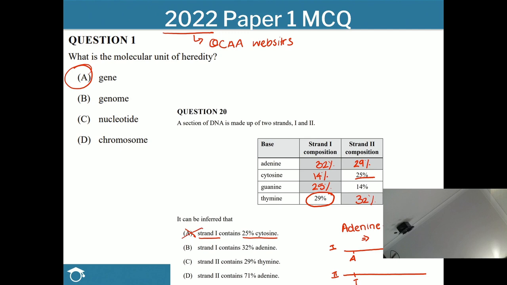Well, no. Strand 1 contains 14% cytosine. Strand 1 contains 32% adenine. That sounds right to me. I'm just going to pick it, but I'll check through the others just in case. Strand 2 contains 29% thymine. Well, no, that's wrong. And then strand 2 contains 71% adenine. Immediately, I know that's false. So our correct answer is B.